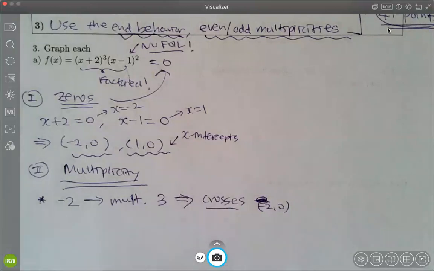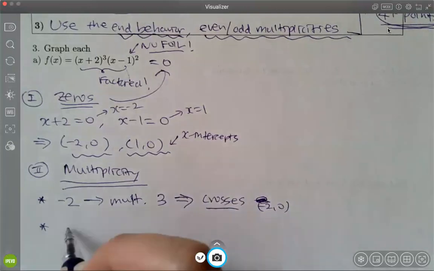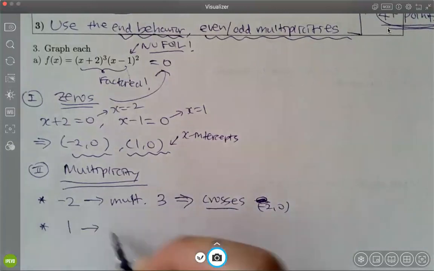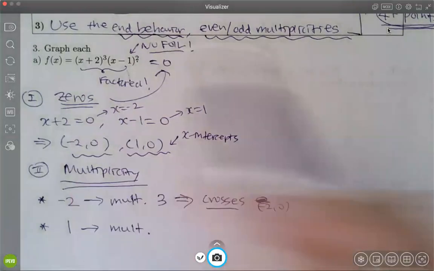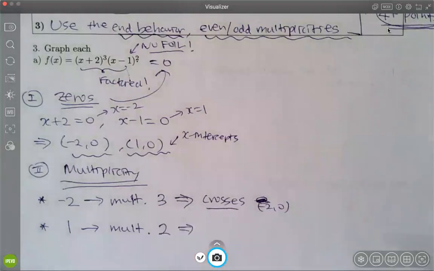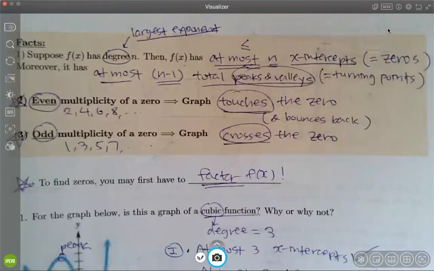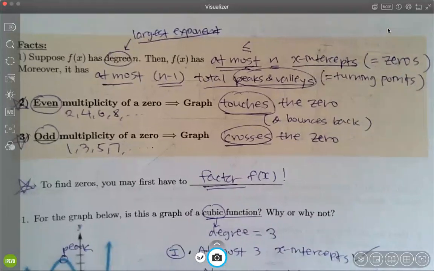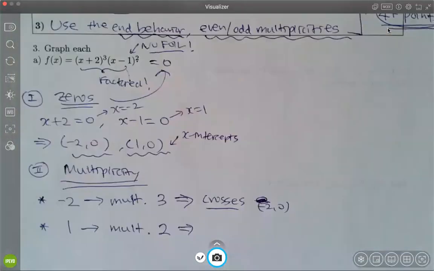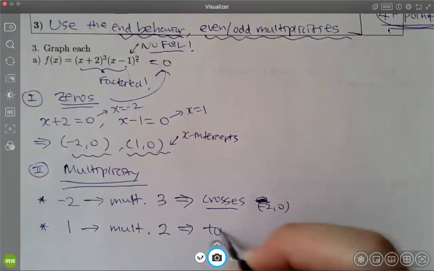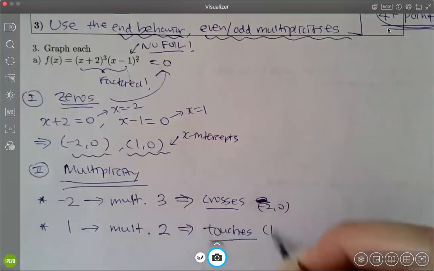Okay. And now the other 0, which is 1. What is its multiplicity? It's 2, right? So its multiplicity is 2, and remember, if the multiplicity is even, the graph will touch the corresponding 0 and then it bounces back. So the graph will touch 1, 0.